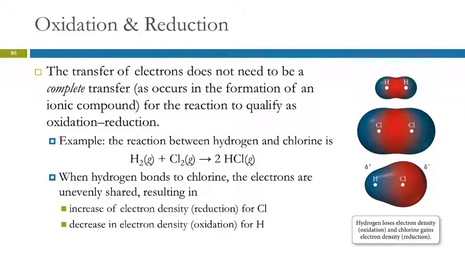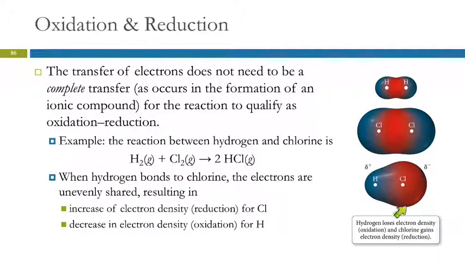So we were looking there at a complete transfer of electrons. We had atoms and we're forming ions. But we can also have a partial transfer of electrons, a transfer of electron density. So if we have two nonmetals, such as hydrogen and chlorine, reacting to form hydrogen chloride gas, we're not naming this as an acid here because it's not dissolved in water.